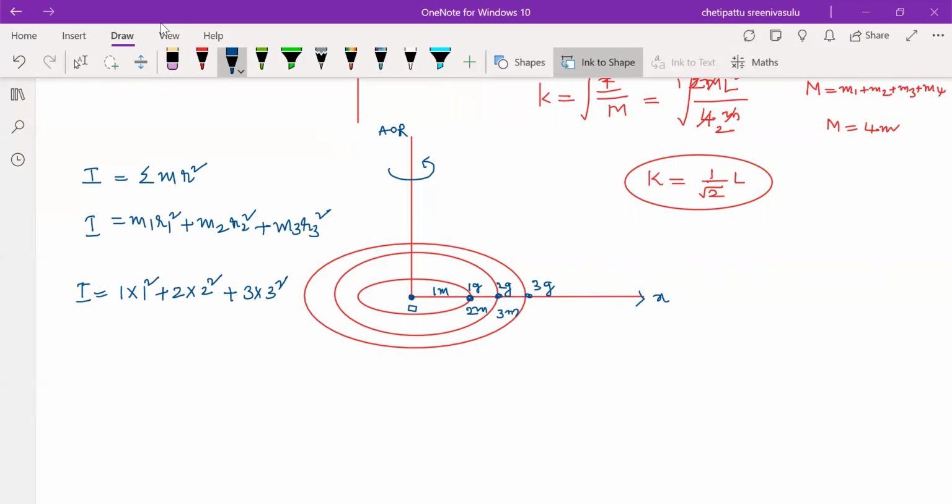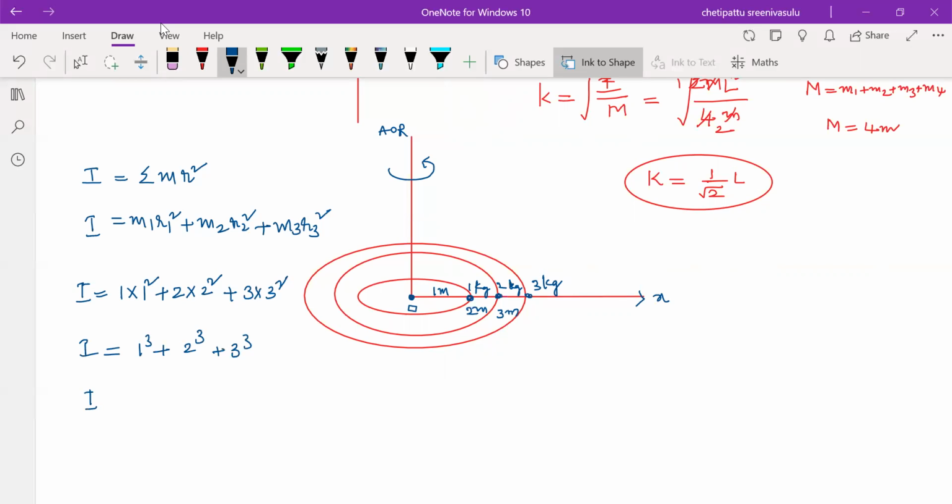Here you take 1 kilogram. This is 1 kilogram and 2 kilogram and 3 kilogram. You can take these for simplification purposes. 1 kilogram, 2 kilogram, 3 kilogram. Okay, now you write here, simplify this one. I equals 1 into 1 square, this is 2 into 2 square, plus 3 into 3 square.